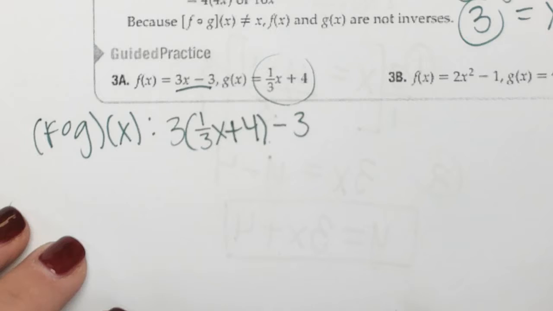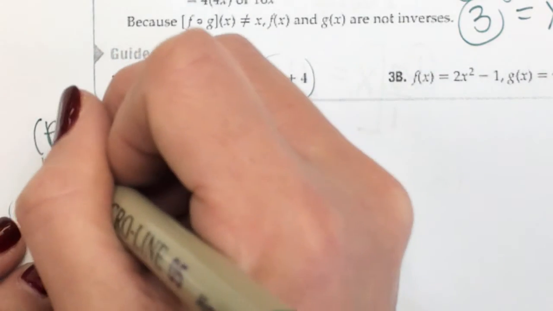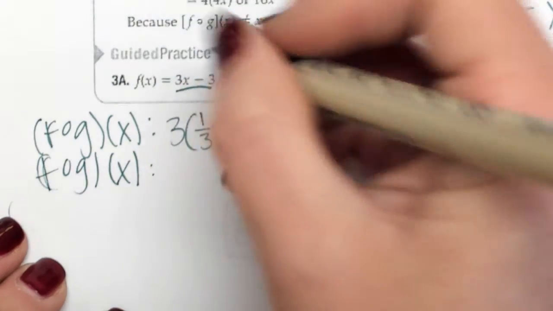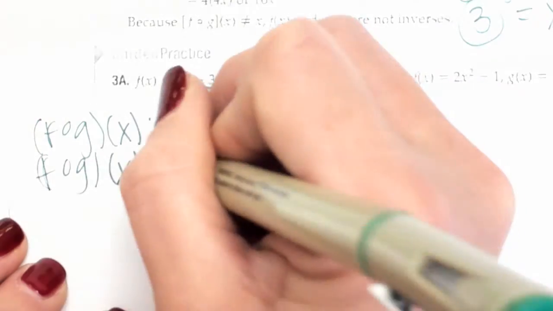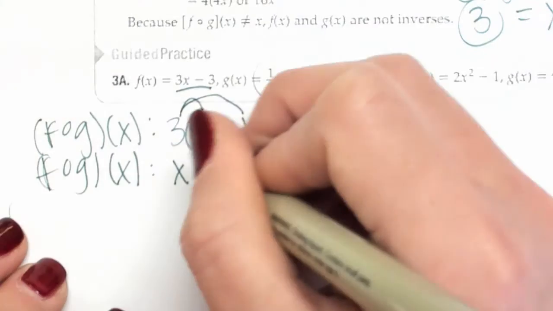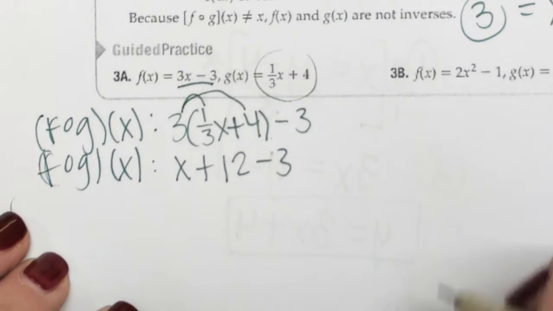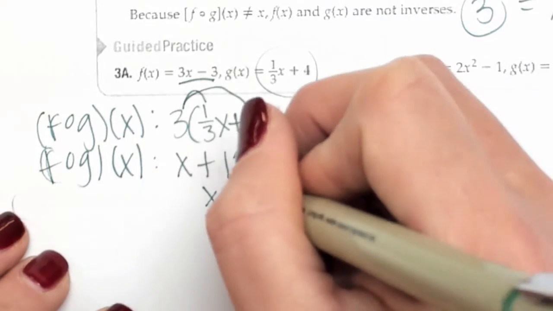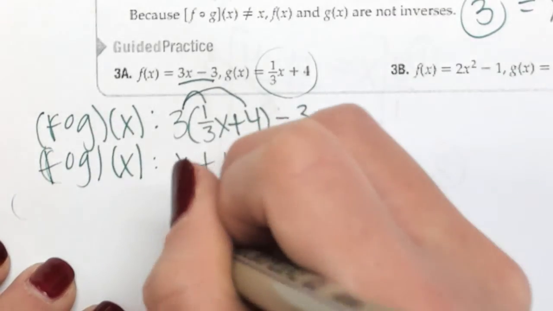Everybody remember that? Okay. So then I just clean it up. So I have to distribute the what? Yes, so 3 times 1/3 x will give me what? 1 what? X. Good. What's 3 times 4? 12. Then I have this minus 3. So f of g of x would be x what? Yes. Is that x? No, it's x plus 9. So we can stop there.